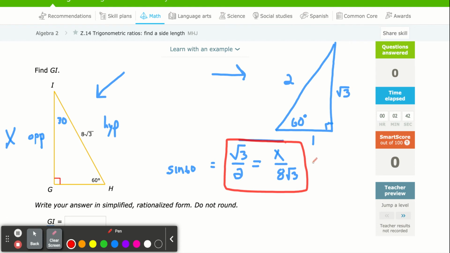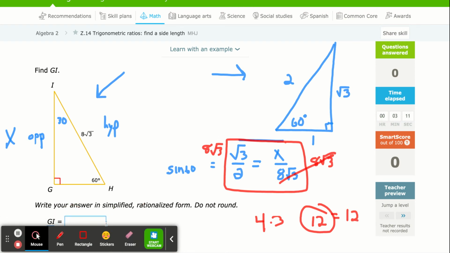I'm going to multiply both sides by 8 square roots of 3. The 8 square roots of 3 on the right side cancel, and I'm going to multiply by 8 square roots of 3 on this side. What I do to one side, I must do to the other. 8 over 2 reduces to a 4. Square root of 3 times the square root of 3 is 3. 4 times 3 is 12. My x value is 12, and I found that by just using the ratio of the sine of 60 degrees.